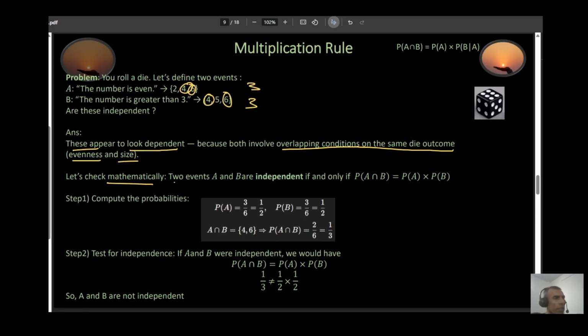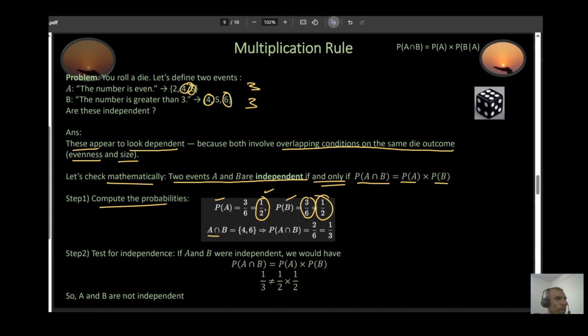Well, what is the definition of independence? Two events A and B are independent if and only if the probability of A and B is given by the probability of A times the probability of B. So let's compute these probabilities. My probability of A is that my number is even. How many even numbers do we have? 50% of them are even. So it's 1 over 2. The probability of B is that the number is greater than 3. There are 3 of them total. So it's going to be 3 over 6, which is 1 over 2. So I know my P(B) now.